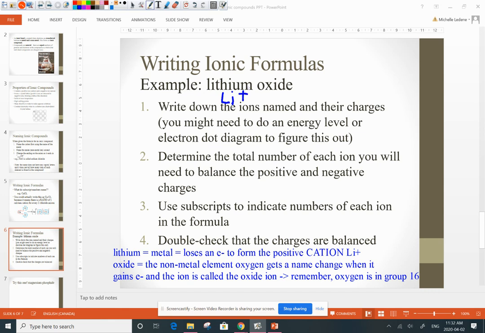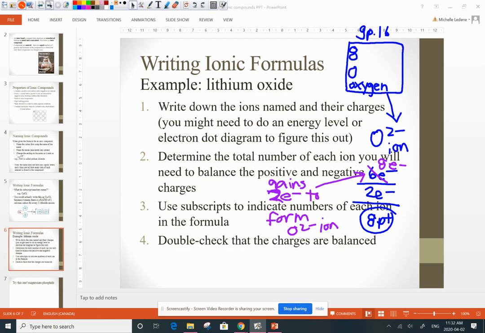So there we've got lithium. He's Li positive. Now, oxide, what are we talking about? We're talking about oxygen. And oxygen is in group 16. And we know that everybody in group 16 must gain 2 electrons to become an ion, to fill out their octet so that they have a full outer energy valence level. So lithium is Li plus 1, oxide ion is O2 minus.